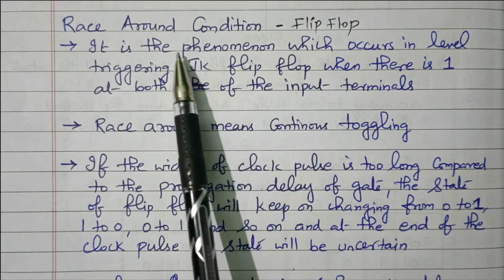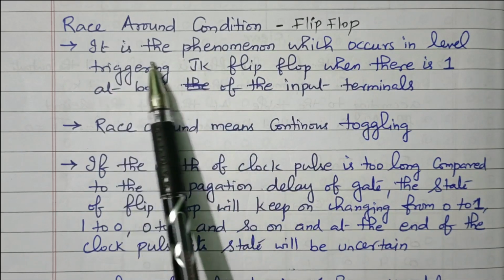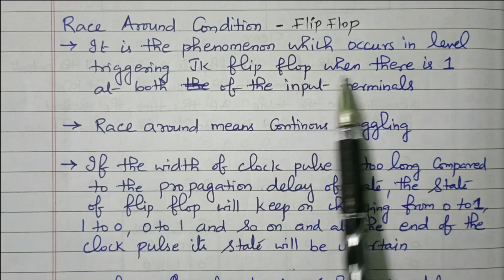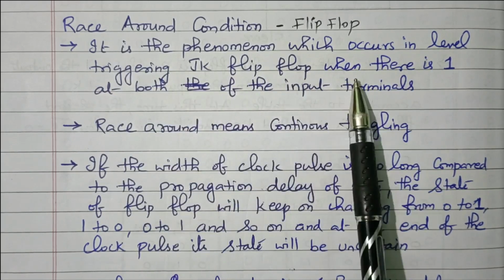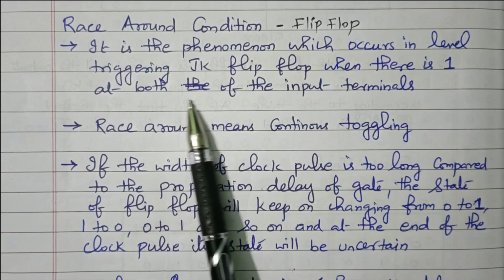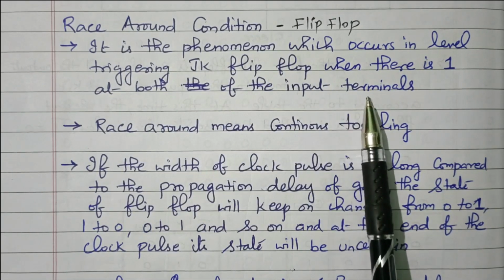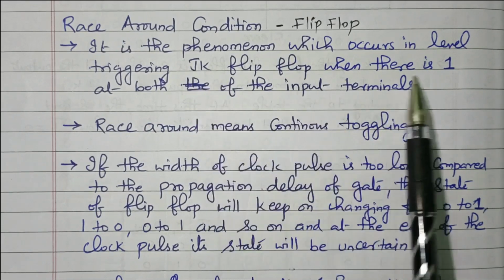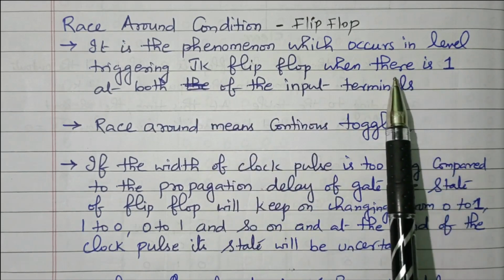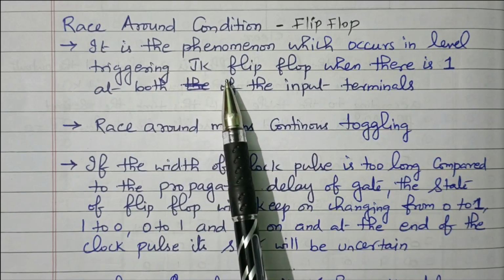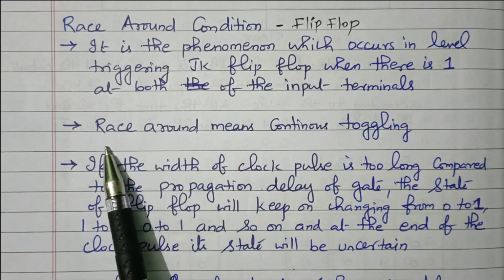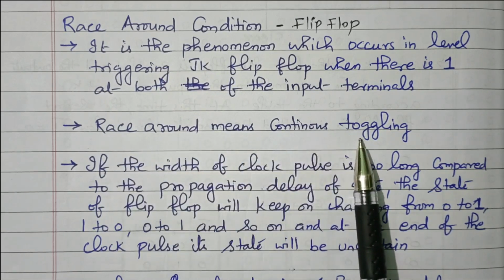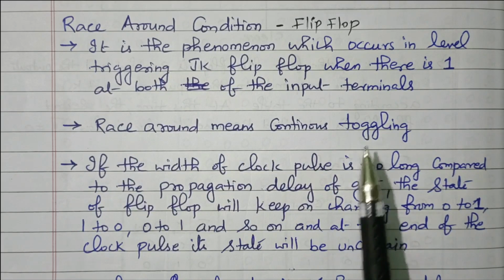So in this, what is the race around condition? It is the phenomenon which occurs in level triggering JK flip-flop when there is a 1 at both the input terminals. For example, in JK flip-flop, the J value as well as K value is 1. Both are 1. In that case, the race around condition exists. What is that race around condition? Race around means continuous toggling. The output will toggle from 0 to 1, 1 to 0. It continuously toggles.